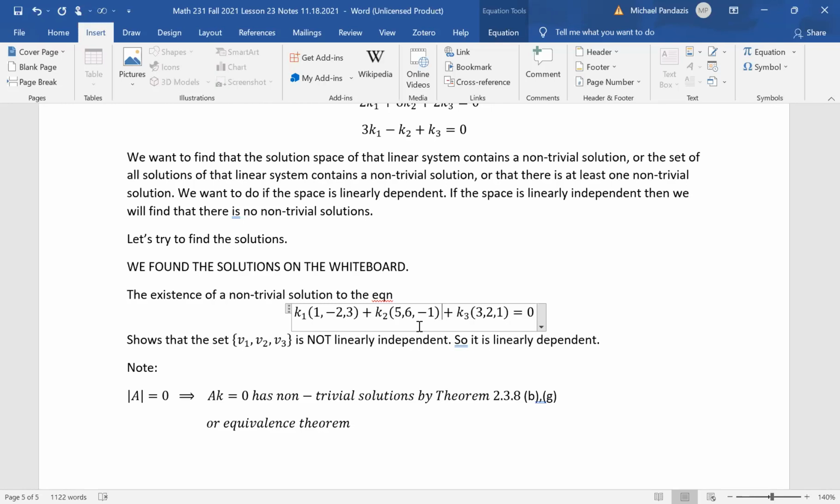If there is an assignment of the k's where they're not all 0 that satisfy that equation, that means I can take one of those vectors and express it as a linear combination of the other vectors. And that means that your set of vectors is linearly dependent. If there is no way to assign the k's so that they're not all 0 and satisfy the equation, correspondingly, there's no way to express any of those vectors as a linear combination of the other ones. And when you cannot express any of those vectors as a linear combination of the other ones, that means the set is linearly independent.